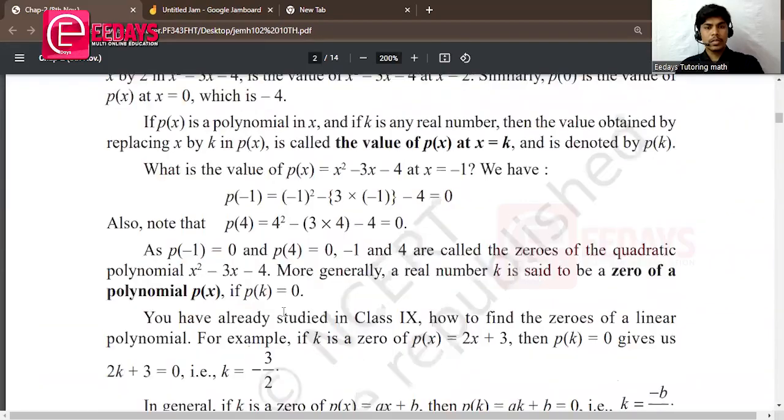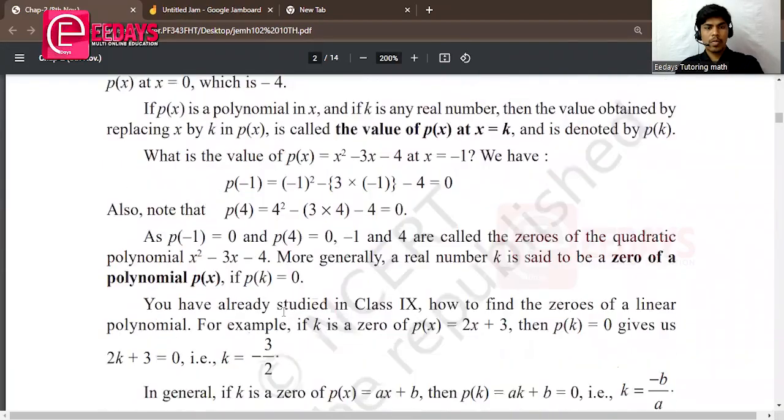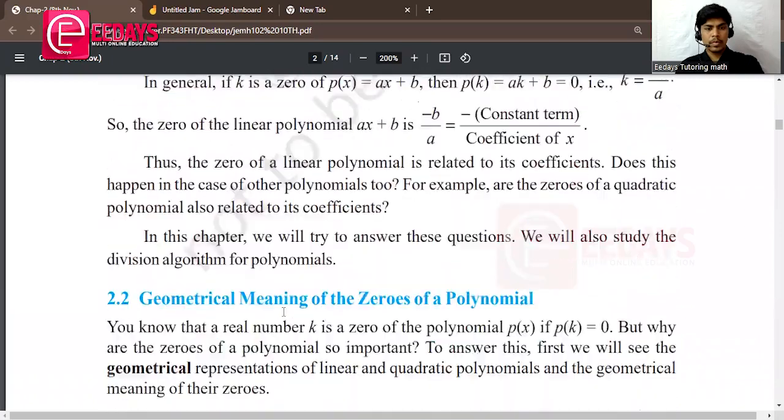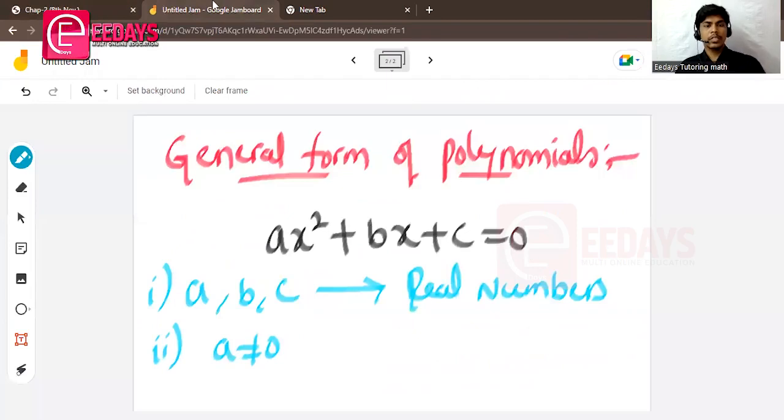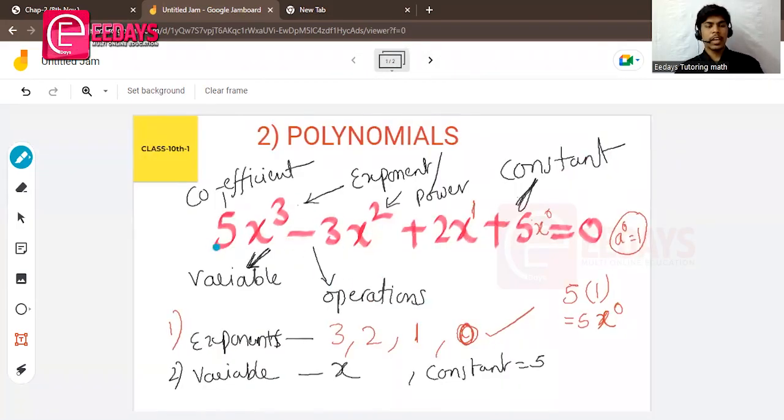If I ask you what is the general form of the polynomial equation, you can tell like this: ax power n plus bx square plus c is equal to 0. And these conditions are really important. a, b, c are real numbers, and a not equal to 0. So these are the basics. In any equation, the coefficient is the first one, and the exponent is nothing but the power.